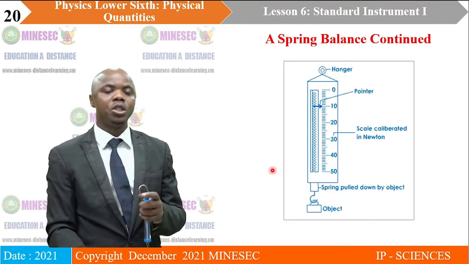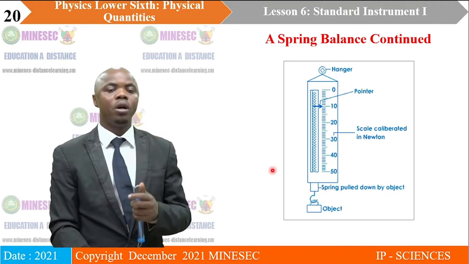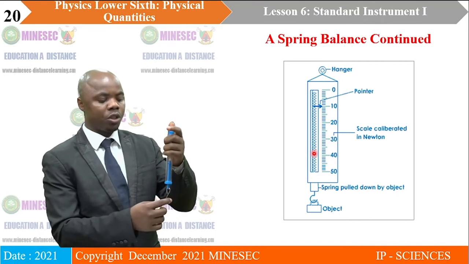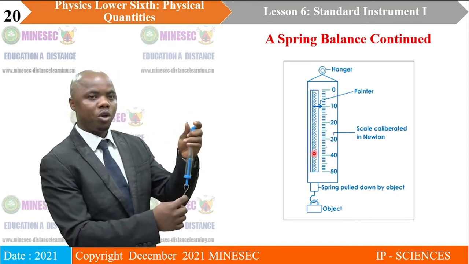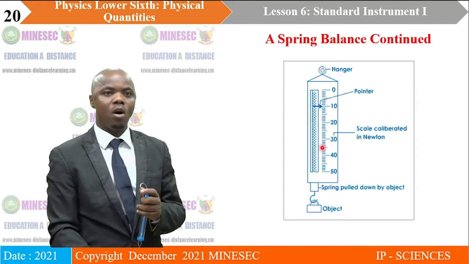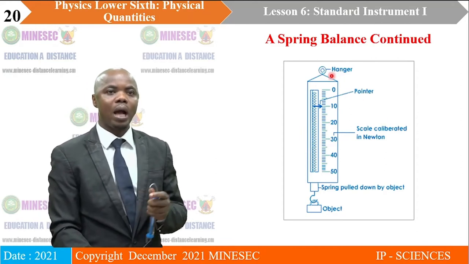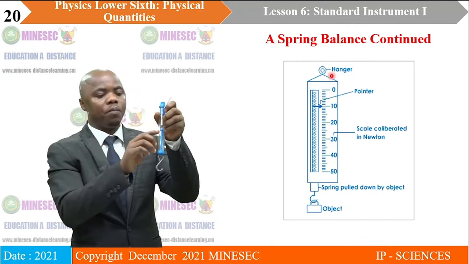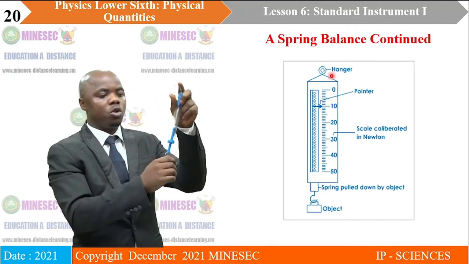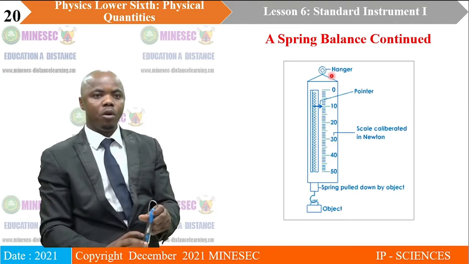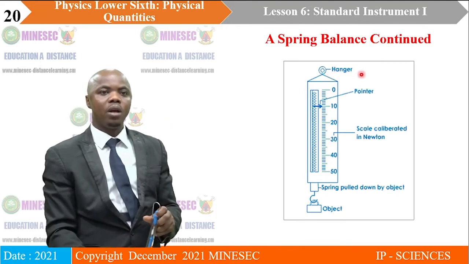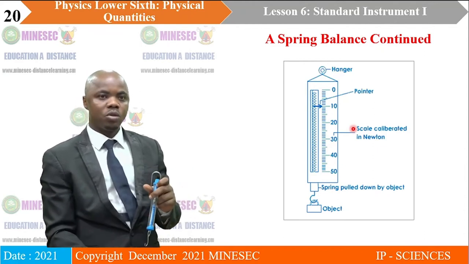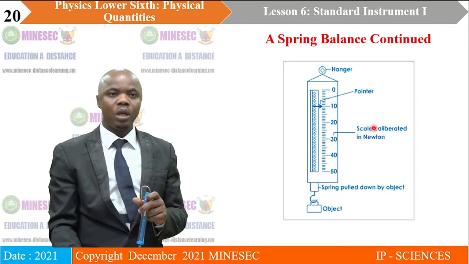It operates using the simple ideas of Hooke's law, elasticity, where a mass is attached and the spring extends, and from the extension, you can calculate the mass. So we have the hanger, where we attach it. We have the pointer here, which goes up and down. And we have where we attach the mass. So that's a simple diagram of the spring balance.